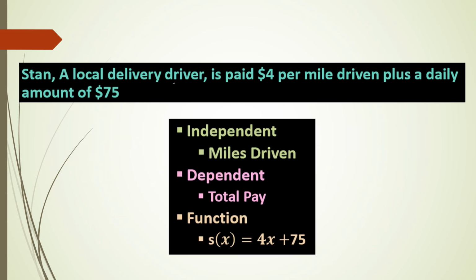In this scenario, you see the keyword per. So look at the phrase $4 per mile. Your independent is miles driven and your dependent is total pay. So you're looking at cost per mile, and you see the function S of X equals 4X plus 75. So the 4 stands for the amount that you're paying per mile. The X will stand for how many miles that you drive, and you have to put down a down payment of $75. And you see the word plus in this scenario, plus $75.